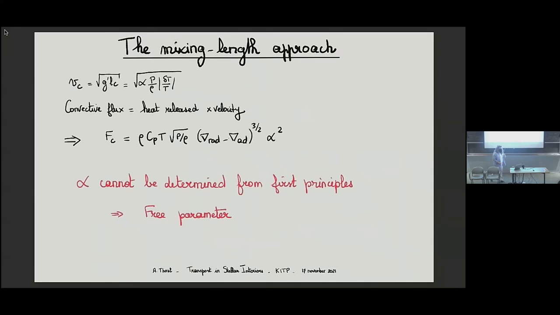But it is a free parameter, and the flux of heat is also determined in terms of the difference in those gradients and the mixing length. So that mixing length has some importance, and it's a free parameter which cannot be determined from first principles. Hopefully 3D simulations will help us put some reasonable number there based on physics.